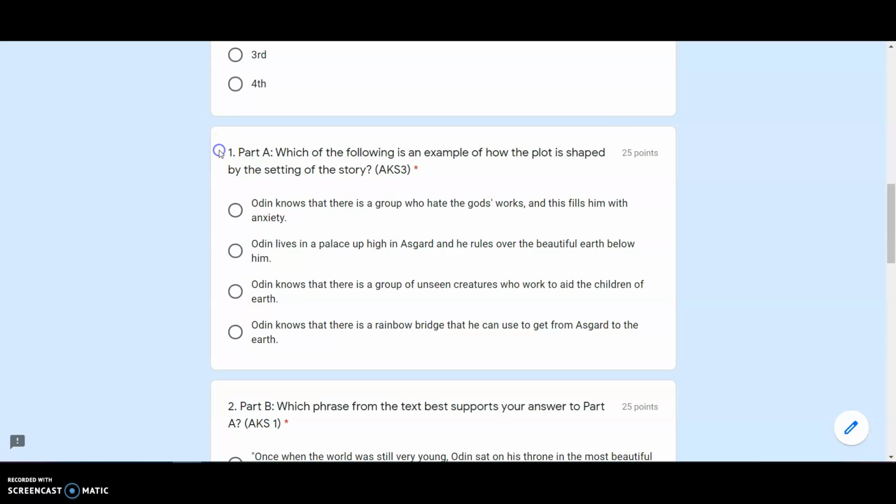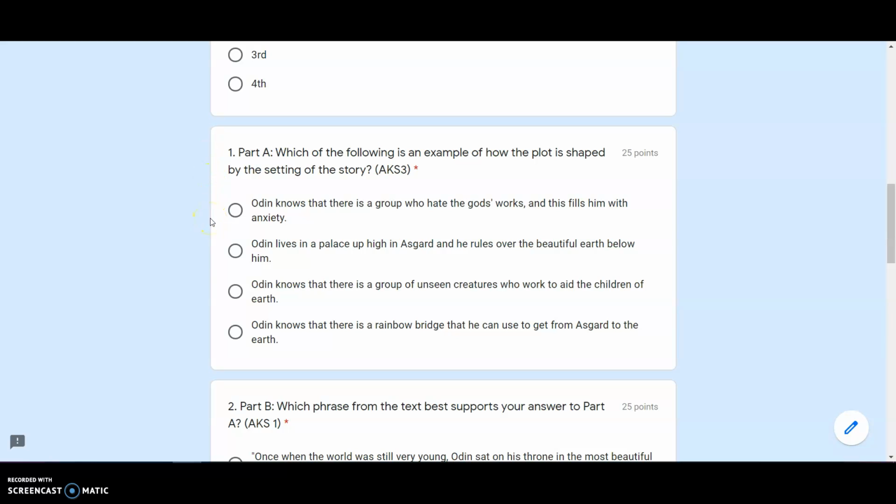All right, question 1, part A. Which of the following is an example of how the plot is shaped by the setting of the story? So how do the events take place, and why do the events take place, and how does the setting of the story impact the plot? Okay, so remember, the setting is the time and the place that a story takes place, and the plot are the events that happen. So which of the following is an example of how the plot or an event is shaped by the setting?